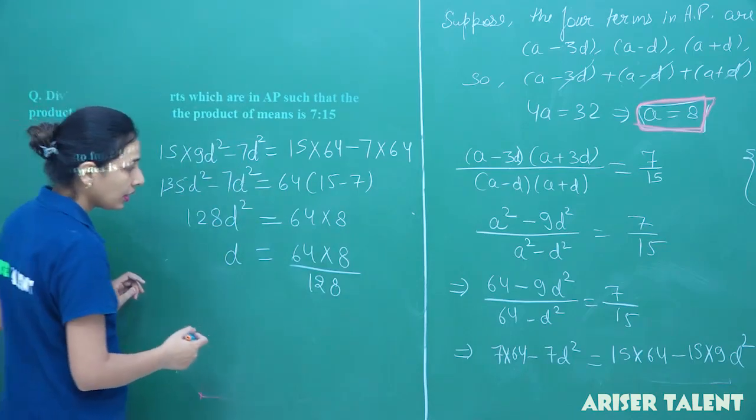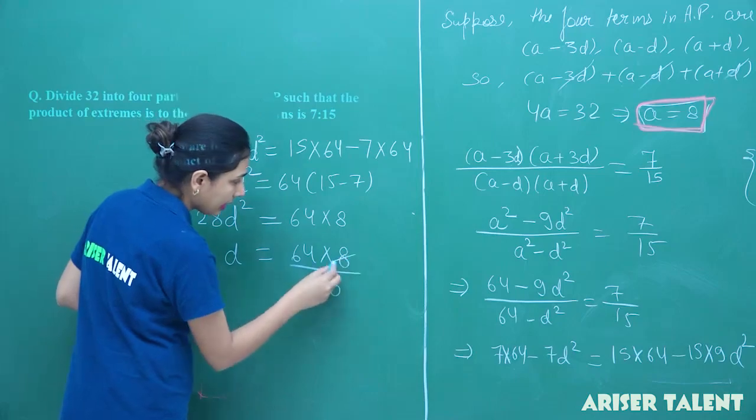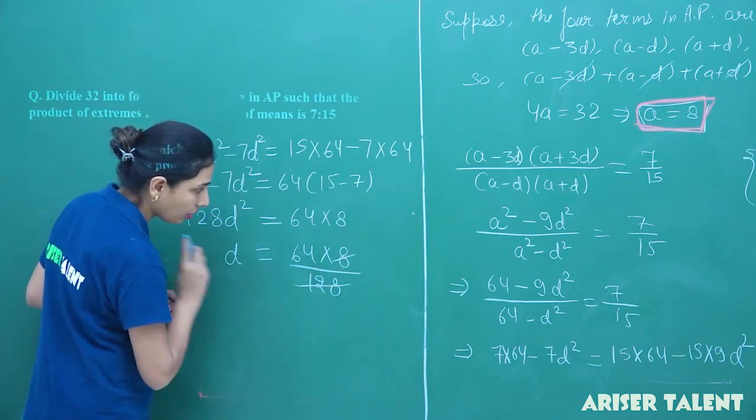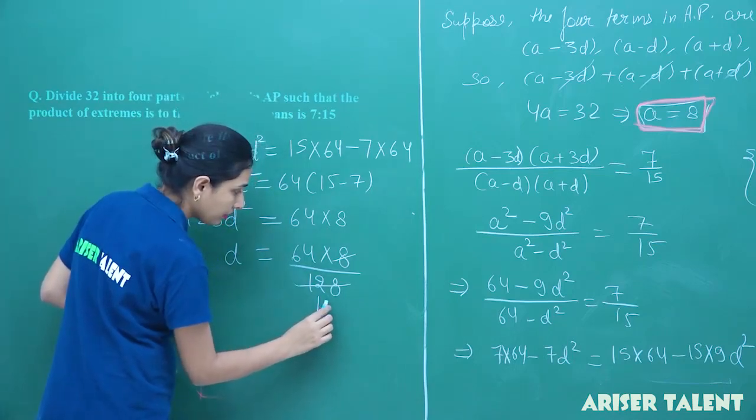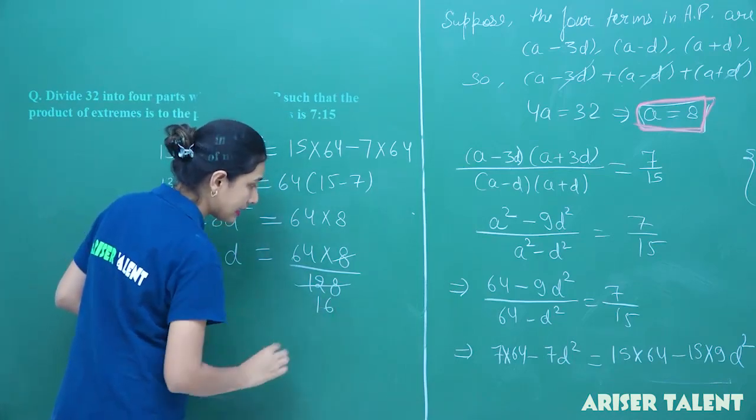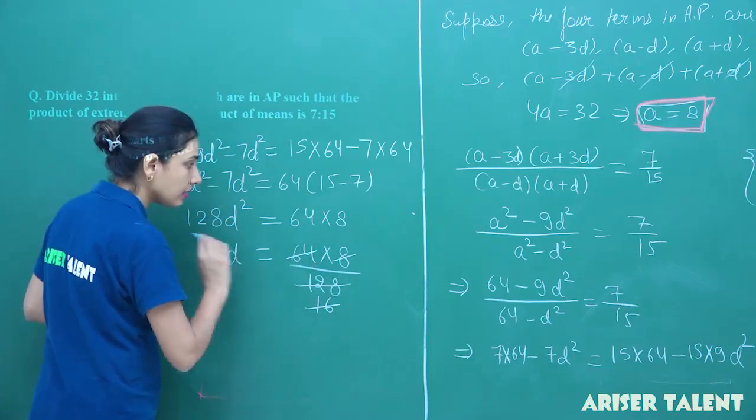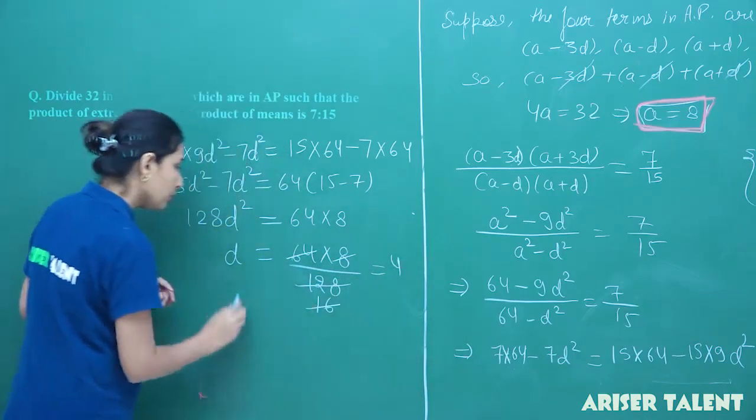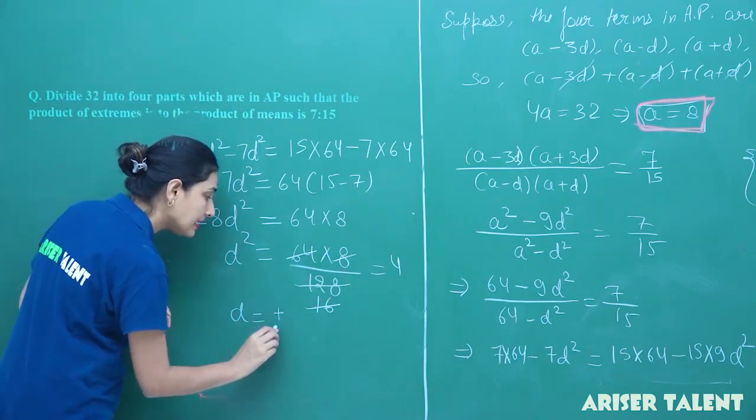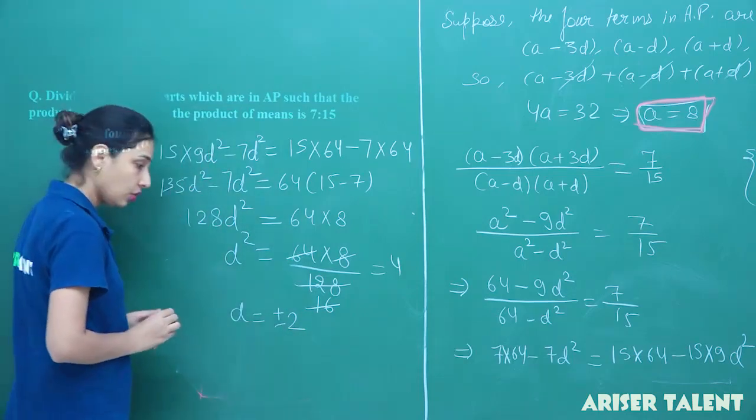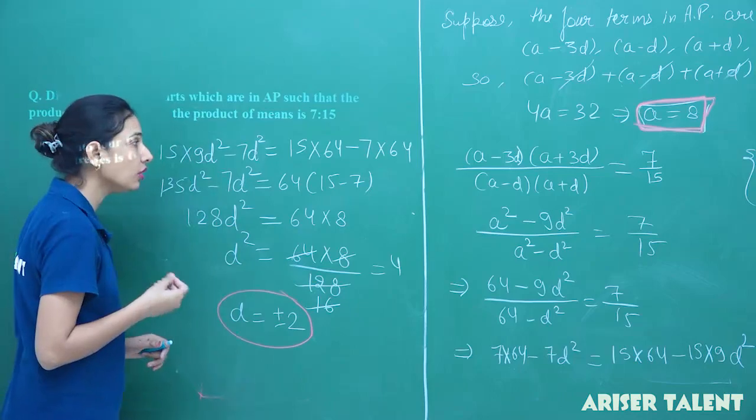Right, students? Now you can cut this with this or not. 8, 4, 6 times. Okay, so you have remained with that. Now this with this 4 times. So this is the value of D square you got. So D equals plus minus 2. Okay, so you have got the value of D equals plus minus 2.